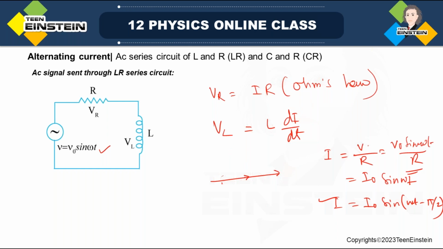So in the case of a purely resistive circuit, this is V, the instantaneous voltage, or VR also the same, and this is actually the current I. Current and voltage are both drawn in the same direction in the phasor diagram.